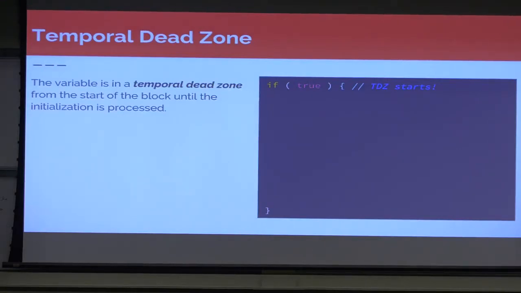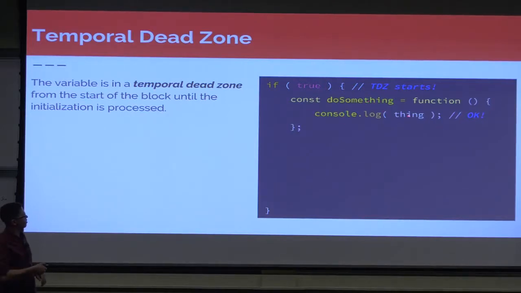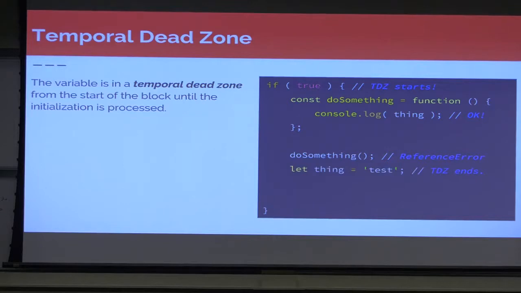Another thing in ES6 is the temporal dead zone in blocks. This is our block, just an if statement, and this is where the temporal dead zone starts. If we create a function here, or a const variable equal to a function, and we're console logging thing, where does thing come from? We don't have it yet. That isn't a problem until you try to run that. But if I actually set thing, then our TDZ ends. We're no longer in the temporal dead zone, and now if we call it, we're not going to get a reference error.